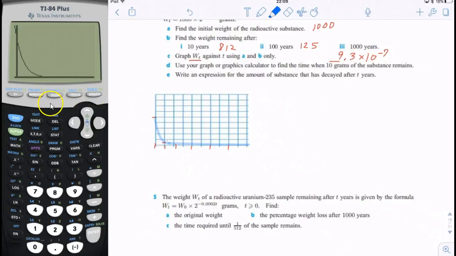And then we're going to do a second calc intersect. The first curve is the exponent function, yes. The second curve is y equals 10, yes. And then it doesn't really matter when we guess because there's only one intersection. So it says the intersection is going to be 221.